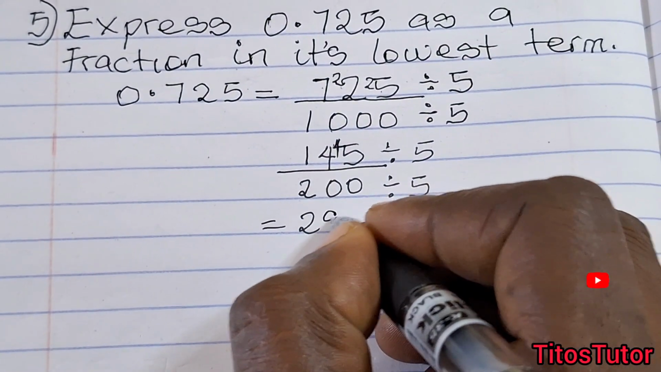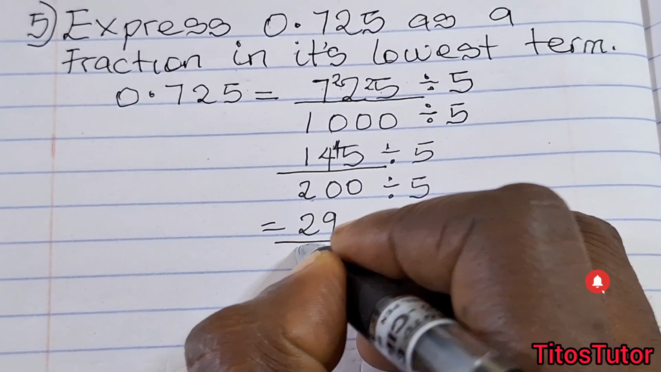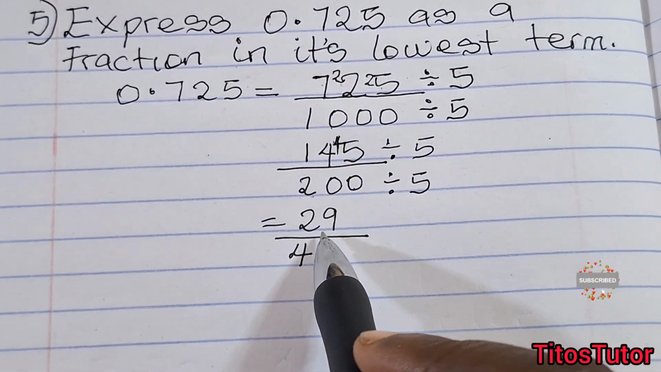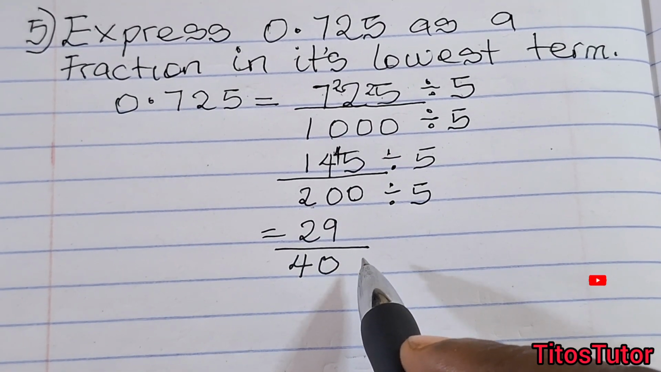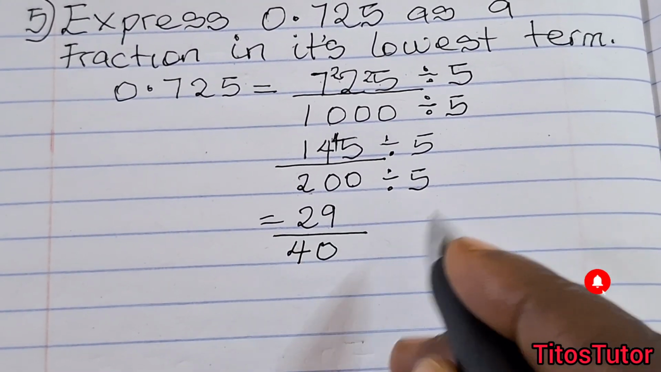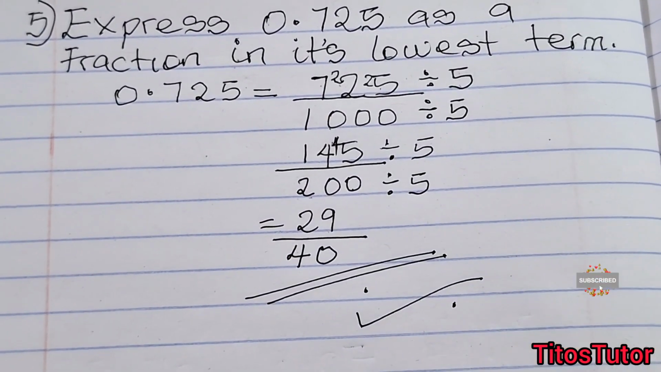45 divided by 5 is 9, and 20 divided by 5 is 4 with 1 0. My final answer, because there's nothing that can divide again. So my final answer this time around is 29 over 40, and I am done.